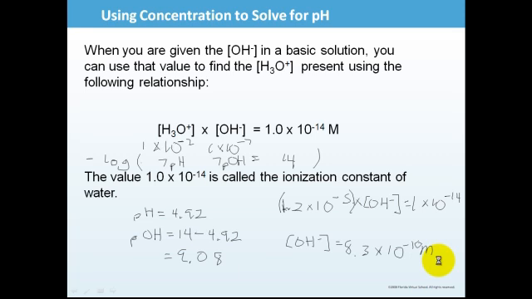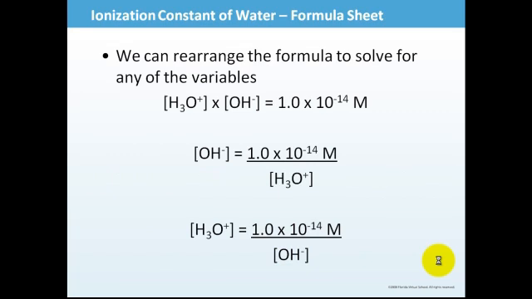Okay, so that's how we use that relationship. So we can find concentration of hydronium, hydroxide. We can also find pH, we can find pOH. All right, so here's just some rearranging of that same formula. Again, just showing how we can get the concentrations of any of those.